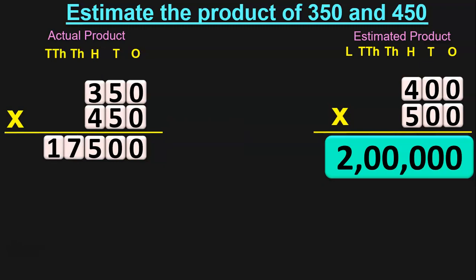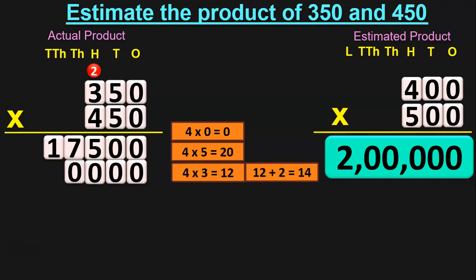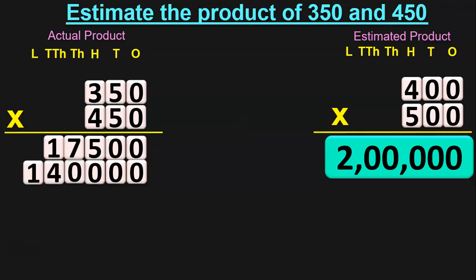Next we are going to multiply 350 by 400 because 4 is there in the hundreds place. Before that add a 0 in the ones place, another 0 in the tens place. Next 4 into 0 is 0. 4 into 5 is 20. 0 carry over 2. 4 into 3 is 12. 12 plus 2 is 14. 4 and 1 will move to the lakhs place.